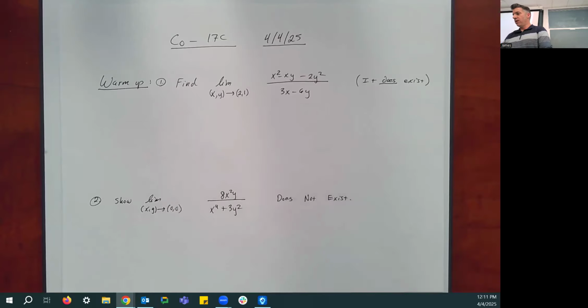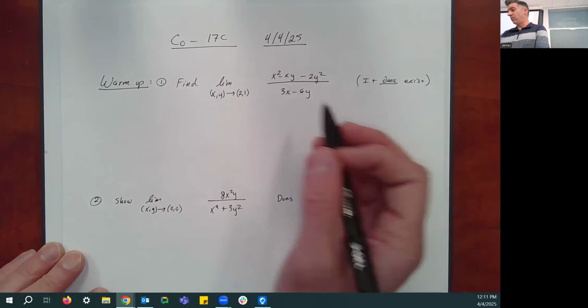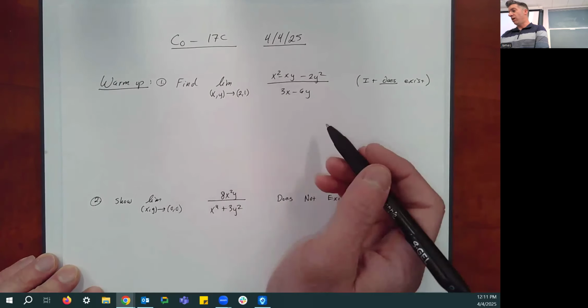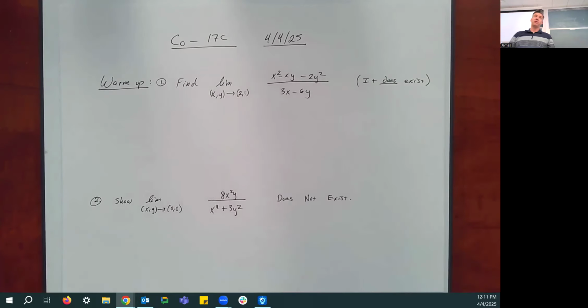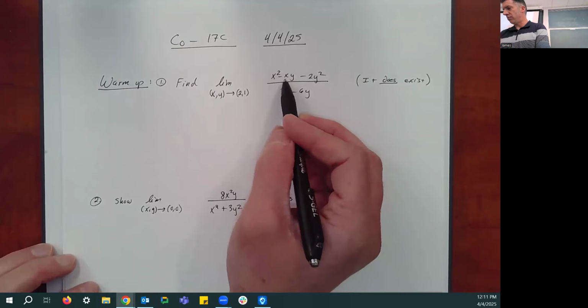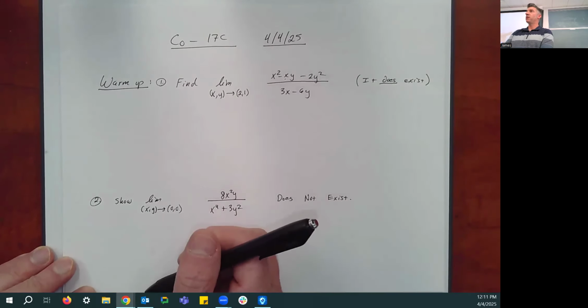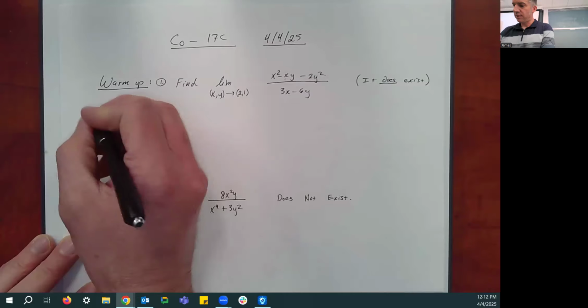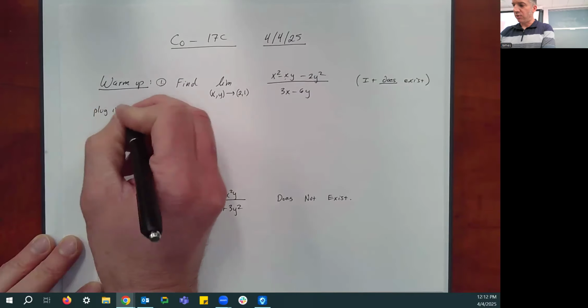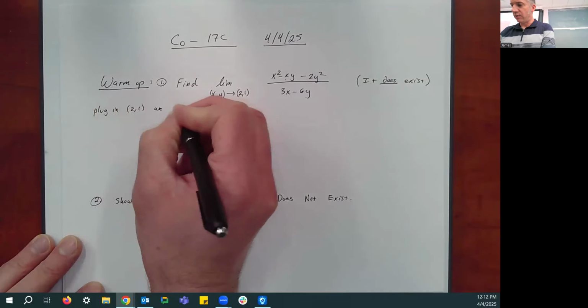So here, this one does exist, and we can see that if you plug in 2, 1, which is what we should always start with, just like any limit, right? We plug it in, see what happens. Plugging in 2 for x and 1 for y, we get 0 divided by 0: 4 minus 2 minus 2 is 0, and 6 minus 6 is also 0.